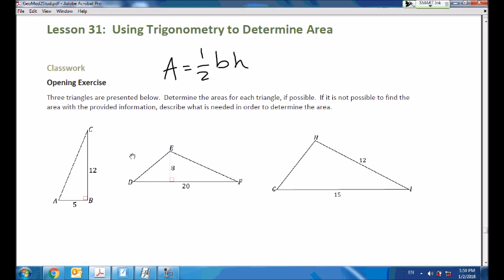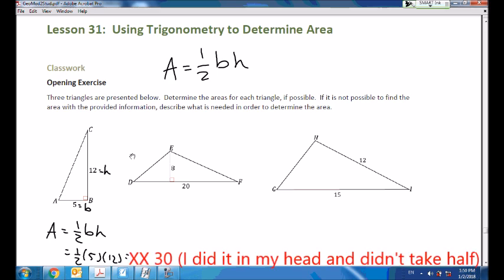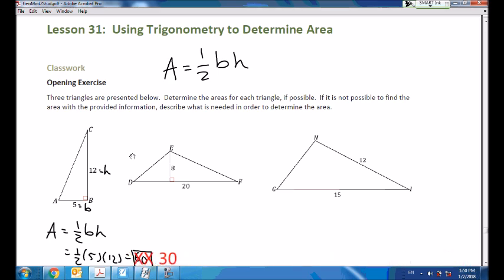So on this left problem, if you think about the 5 as the base and the 12 as the height, then you could think about the area is 1/2 the base times height, or 1/2 of 5 times 12, which is 60, and we have no units, so it's just 60. Okay, now that should be pretty familiar to you as far as finding that base times height.